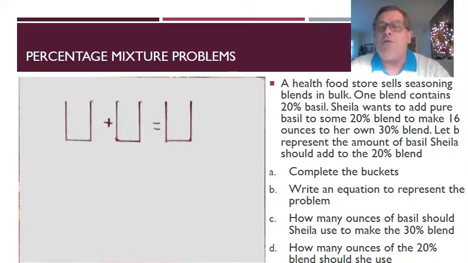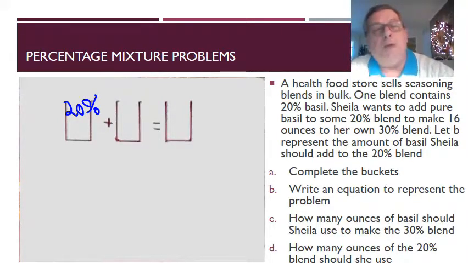It says a health food store sells seasoning blends in bulk. One blend contains 20% basil. So I'm going to put 20% in this bucket. All right, let's go on. She wants to add pure basil. Well, pure basil would be 100%.